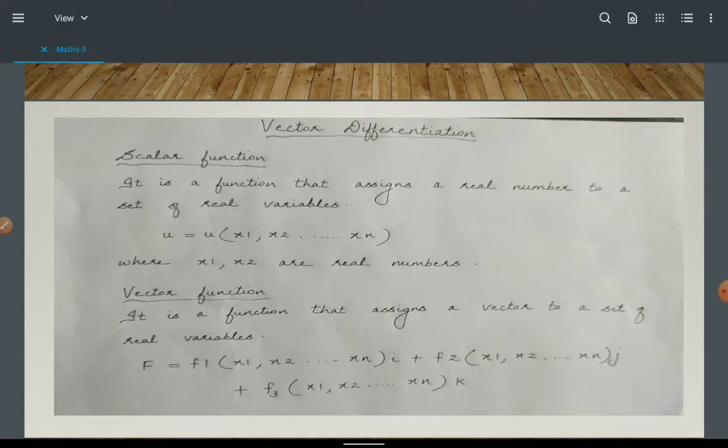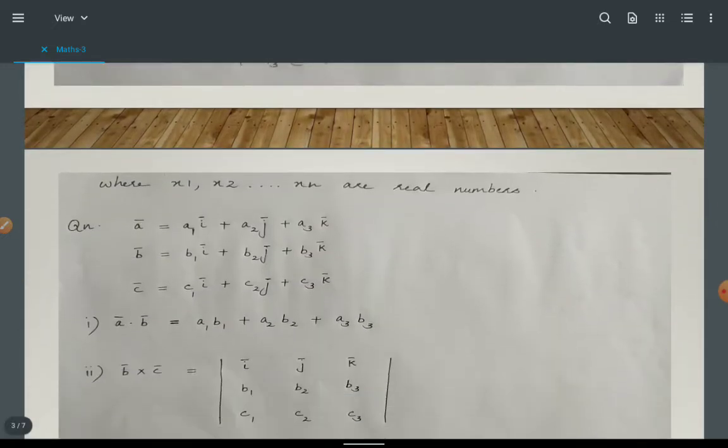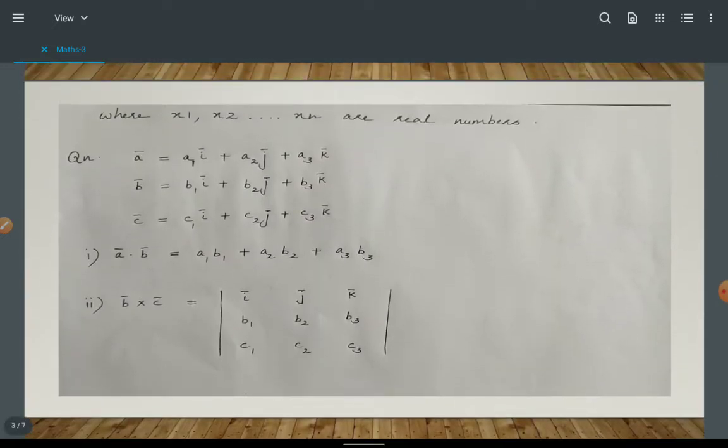So that's the main difference between a scalar function and a vector function. Scalar function നാത്ത് real numbers assign ചെയ്യുന്നു. Vector function നാത്ത് vectorsനെ to a set of real variables assign ചെയ്യുന്നു. So in vector function, this x1, x2, etc. till xn even represents the real numbers.